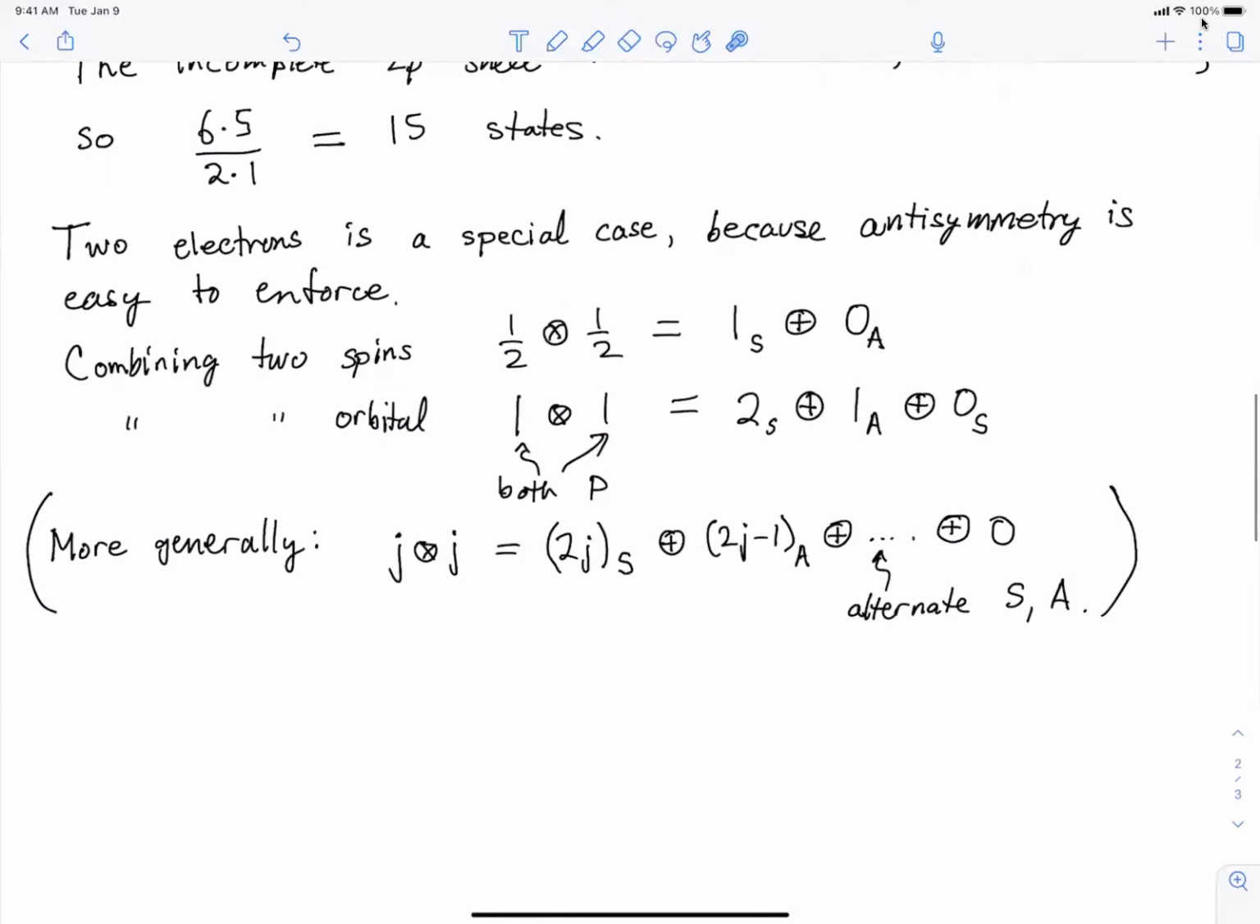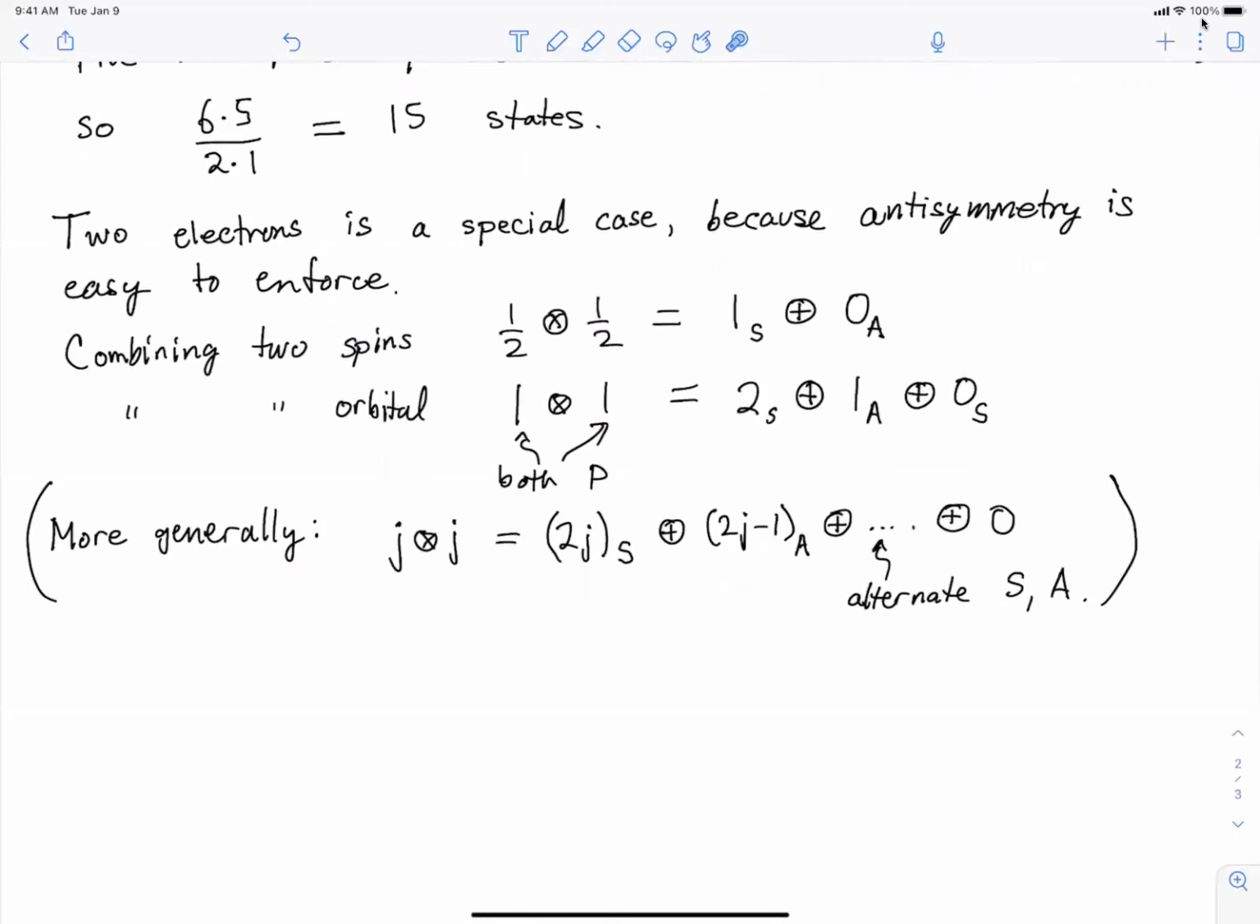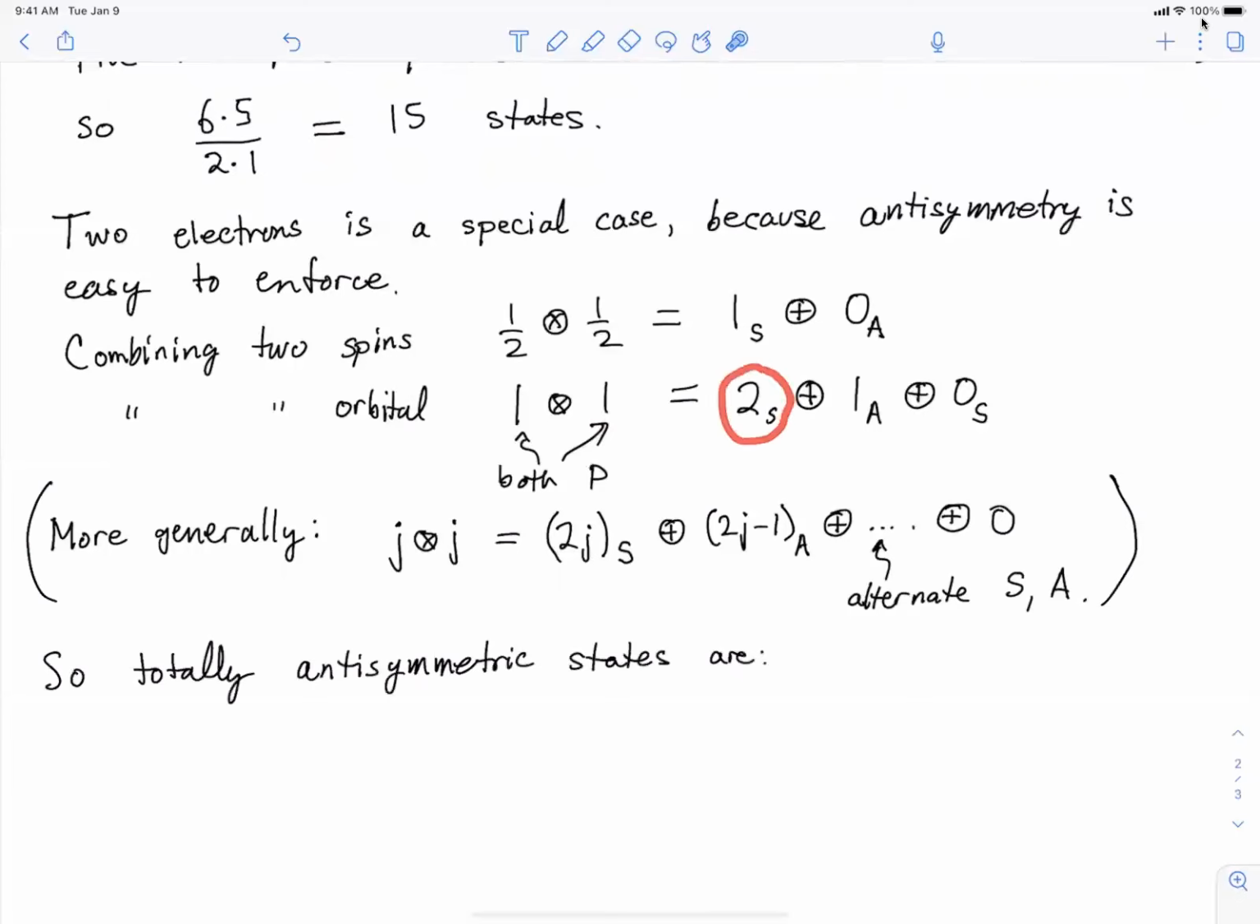Now we can look at, in this example, what combinations can we have that are totally anti-symmetric? So the totally anti-symmetric states are, one thing we can do is take an L equals 2 from here and a spin equals 0 from here. Then that symmetric and anti-symmetric makes a total anti-symmetric combination. So we can have L equals 2 and S equals 0.